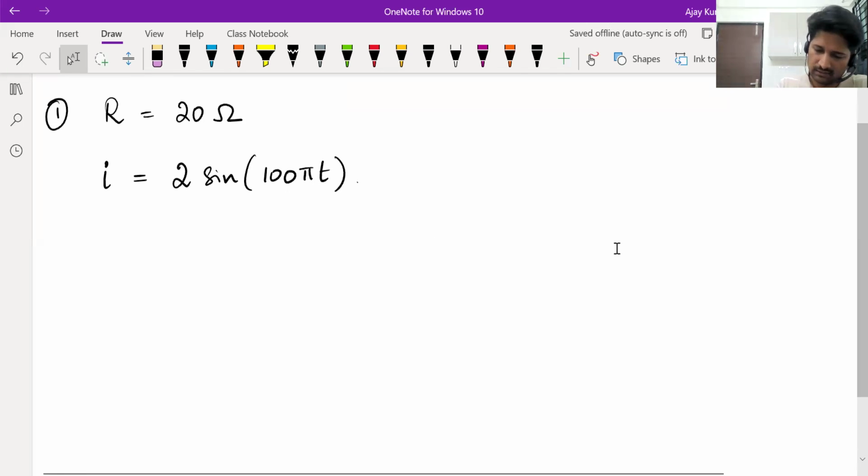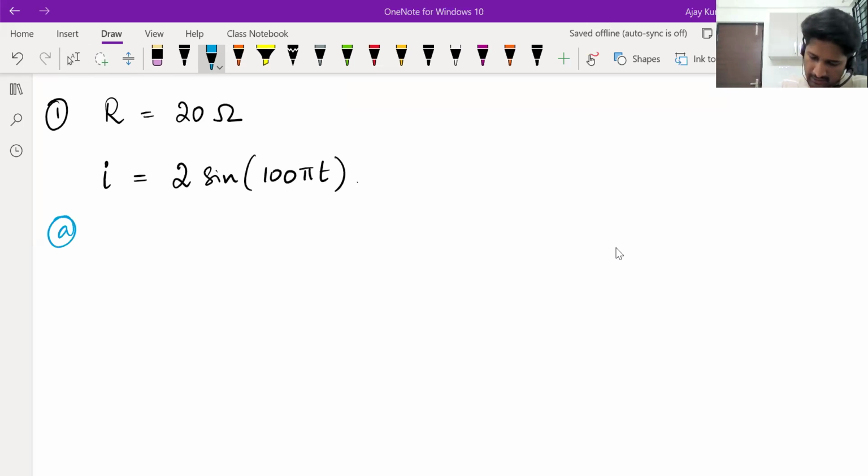Based on this, derive the equation for alternating EMF and then the average power dissipated by the resistor.